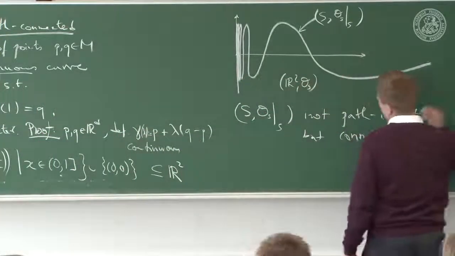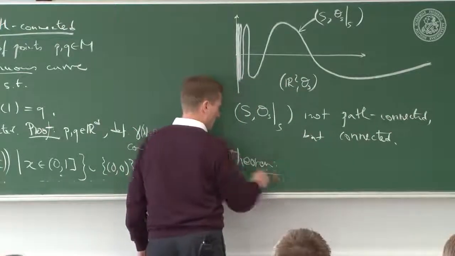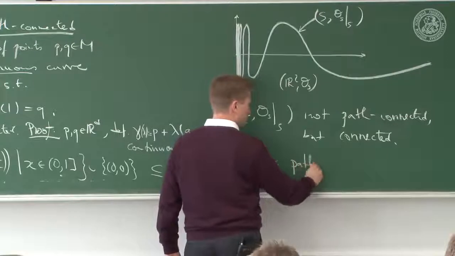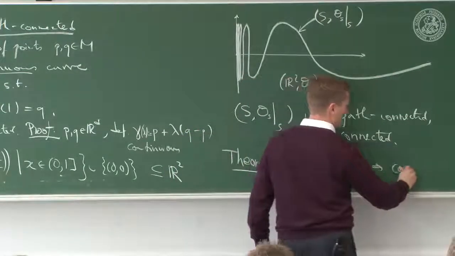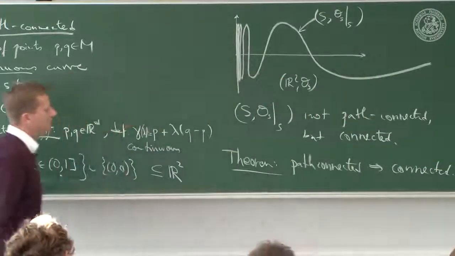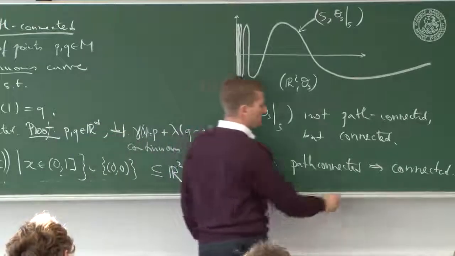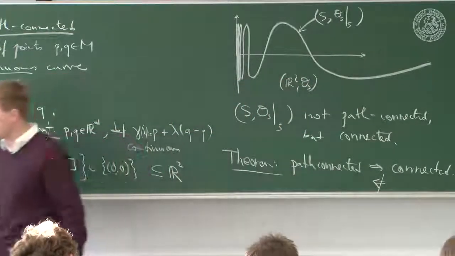So this is an example that connectedness is weaker than path connectedness. And indeed we have the theorem that path connected implies connected. And this example shows that in general, it doesn't go the other way around.